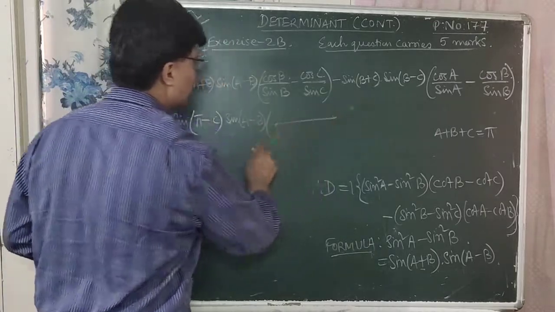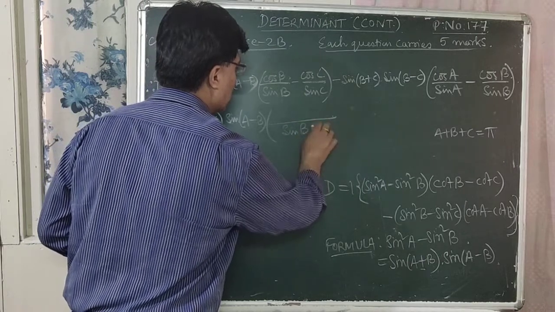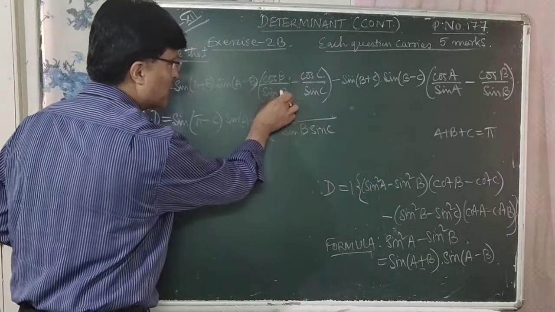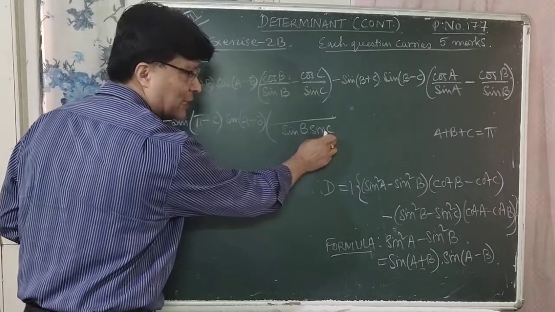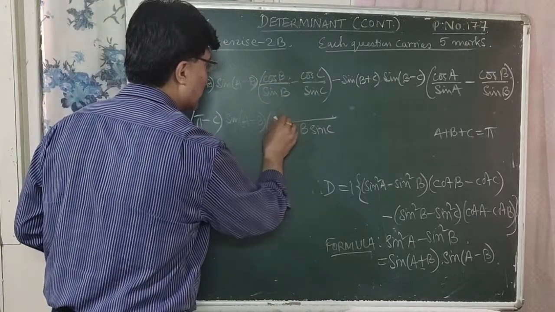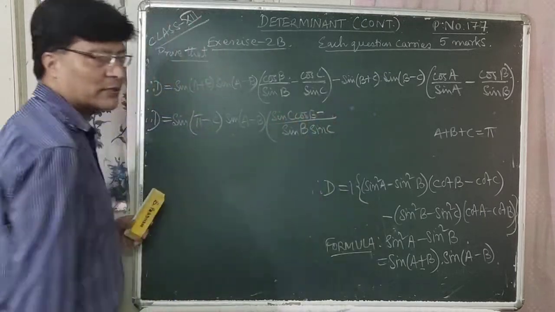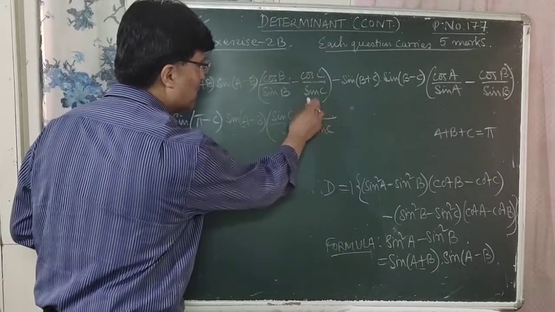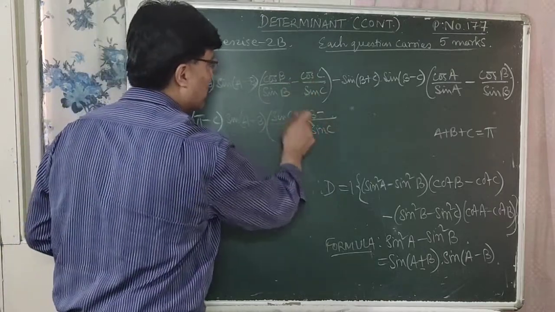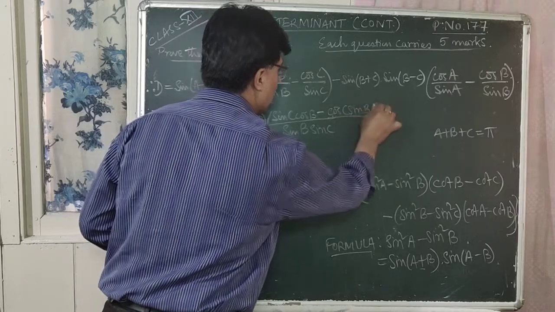So what is the LCM here? It is sine B, sine C. This LCM is divided by sine B; sine B gets cancelled, you get sine C. So sine C is multiplied by cos B. That is, you can write here sine C cos B minus, again this LCM is divided by sine C. Sine C gets cancelled, you get sine B. Sine B is multiplied by cos C. Is that clear?